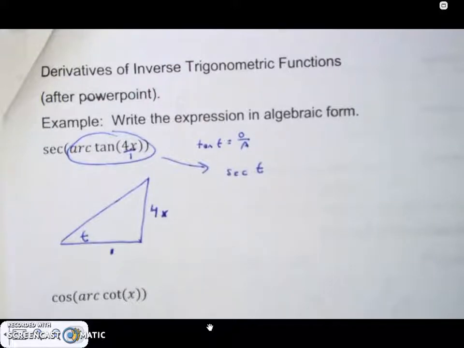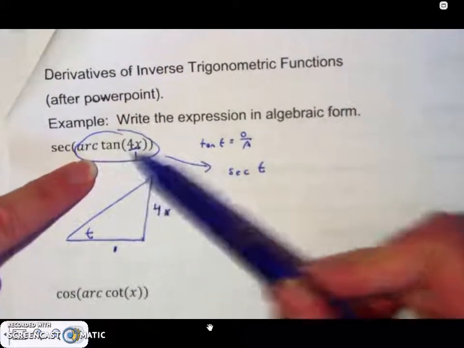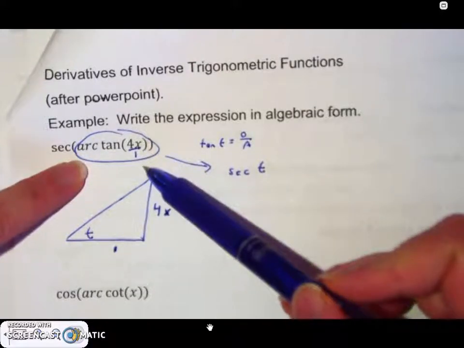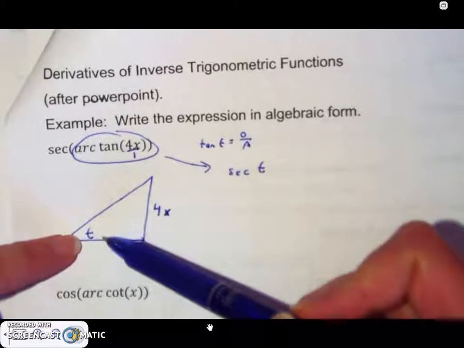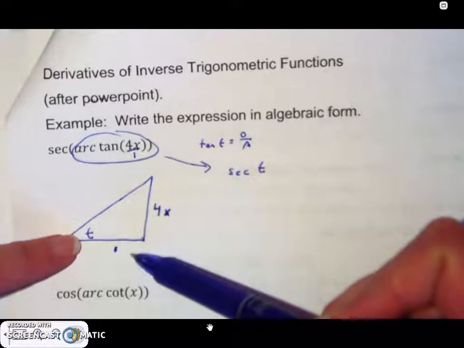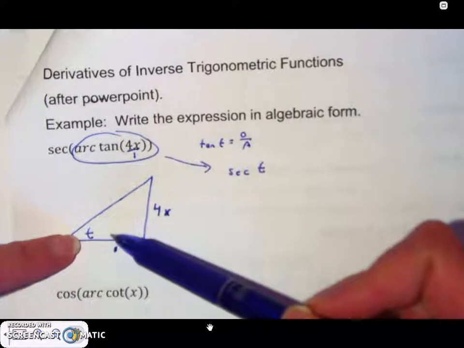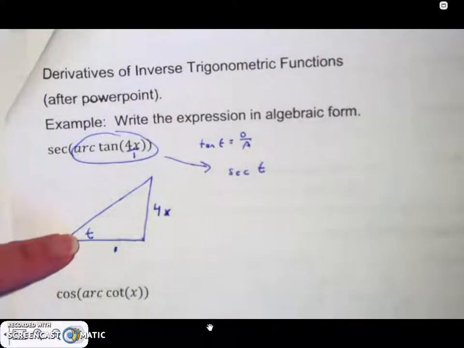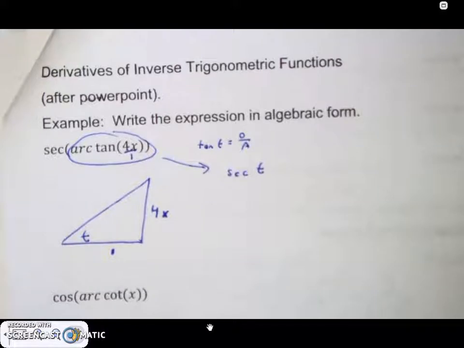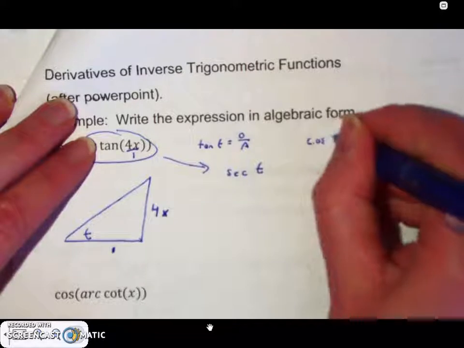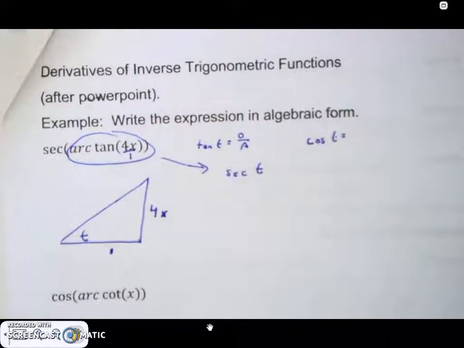So right here, when we have arctan of 4x, that means the angle whose tangent is 4x. So what I did was I drew an angle, I called it t, that had a tangent of 4x. So the angle that has a tangent of 4x is angle t that I drew. And now I want to find the secant of that. For my reciprocal functions, I have to go back to my original non-reciprocal functions first and then flip them.